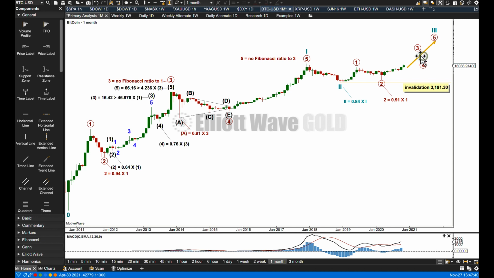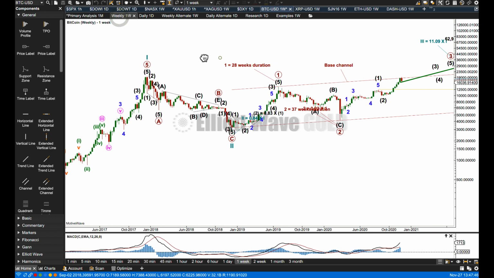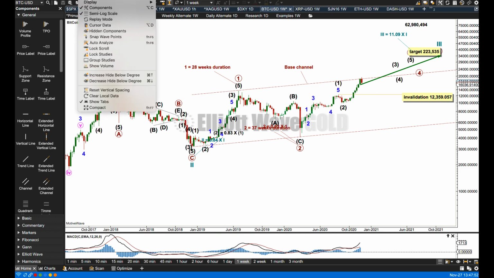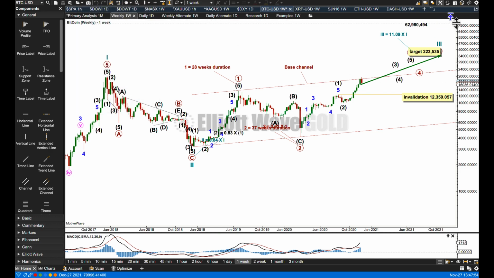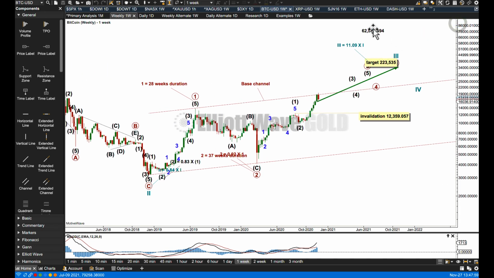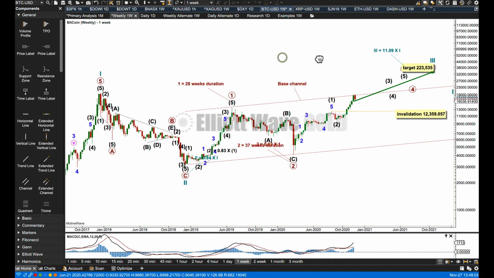So this is my monthly wave count. Since I last analysed Bitcoin, it's gone up some more. Let's go and look at the weekly. Okay, now again, it's in a semi-log scale. I'm just going to get rid of this insanely huge number. That's one calculation using a different technique.